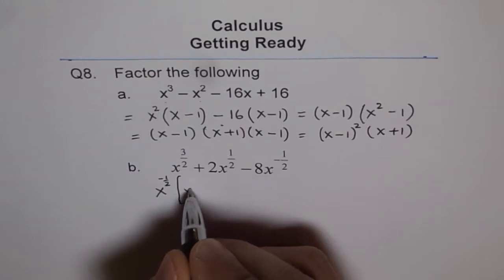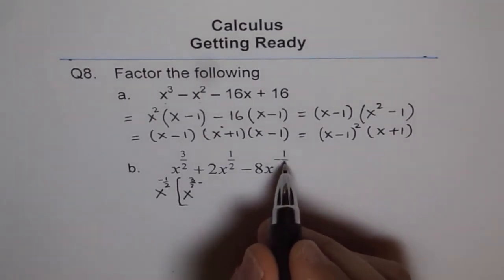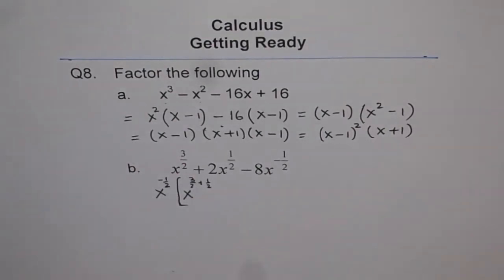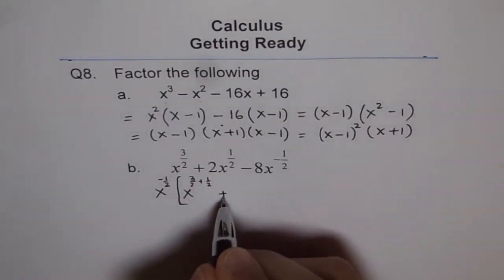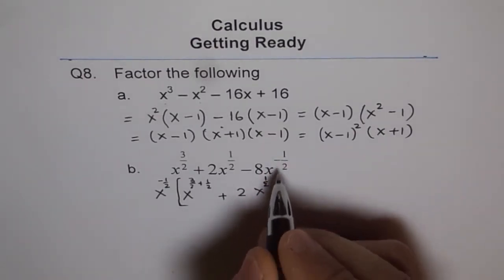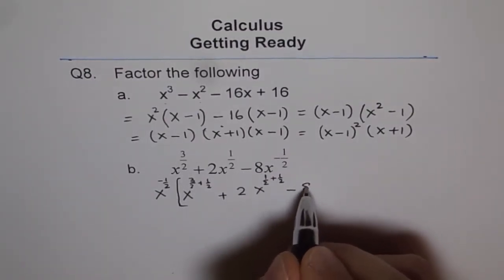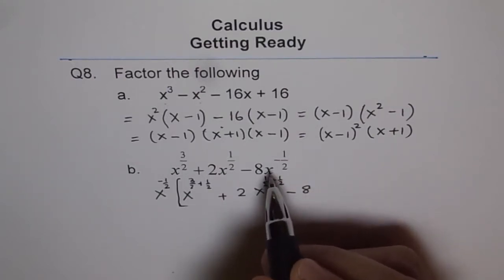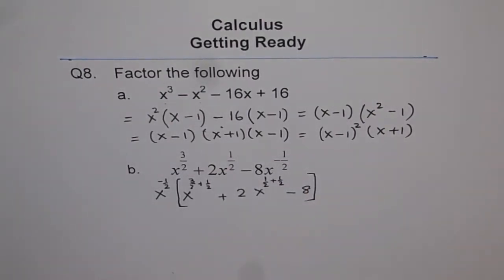So I'll write here x to the power of 3 over 2 minus of this. Do you see? Minus of this gets added. So you get x to the power of 3 over 2 plus half. And here you'll get 2 times x to the power of half minus of minus 2, minus half, which will be plus half, right? And minus 8. Since minus half plus half will be 0, so x to the power of 0 will be 1. We have already factored this term out. So this is what we get, right?